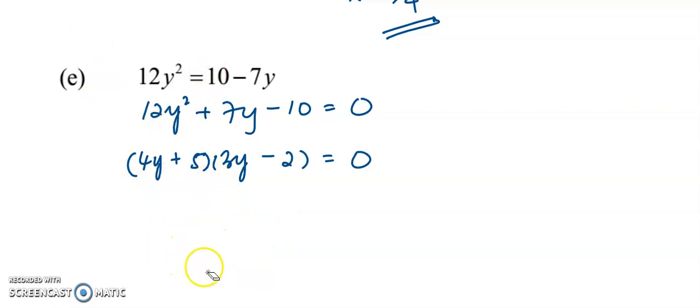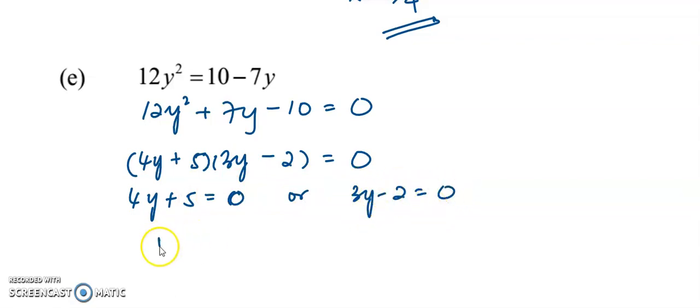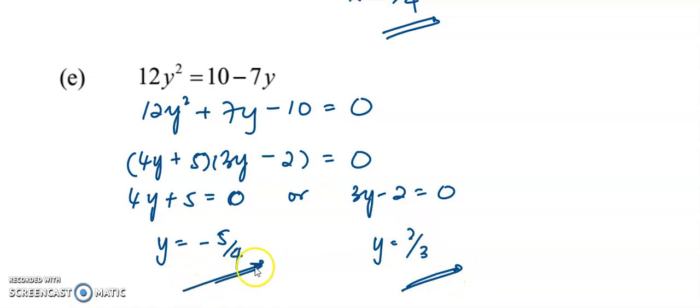So this can be erased off. Then you try to solve for y. So 4y plus 5 equals 0, or 3y minus 2 equals 0. y equals negative 5 over 4, or y equals 2 over 3. These are the solutions of the equation.